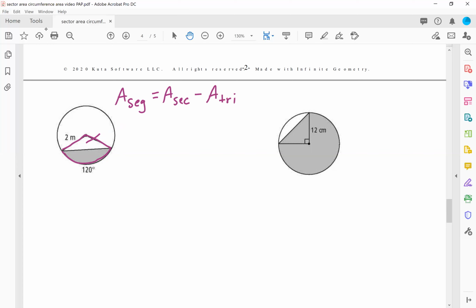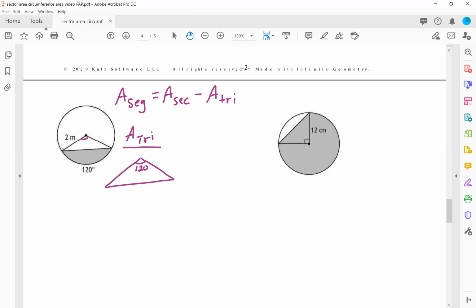And guess what? Fun times are ahead. We're going to have to use some of our special right triangle things to help us find the area of this triangle. Okay, this angle out here is the same as this angle up here. So this angle is 120 degrees. So what we have, and I'm going to concentrate on finding the area of the triangle first. Okay, so this is all the area of the triangle. So this is our triangle. Okay, it's 120 degrees up there.